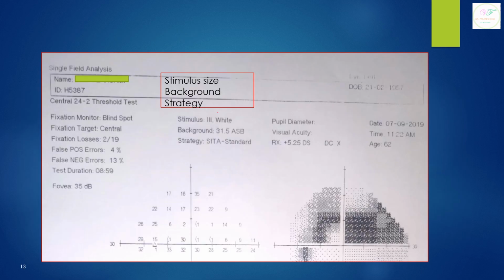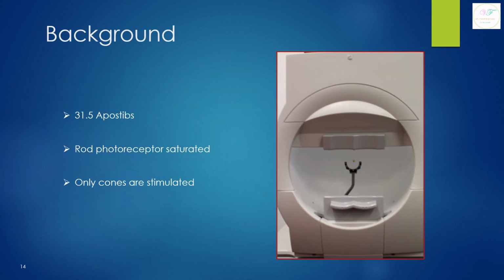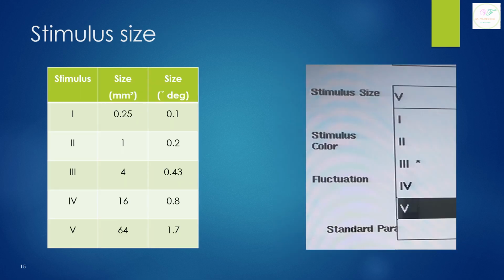Next, you have to look at the stimulus size, background, and strategy used. So stimulus size here is 3, and it's a white stimulus, and background illumination is 31.5 apostilbs, and the strategy used is SITA standard. Background is the illumination of the dome where the patient is performing the test, and it is usually kept at 31.5 apostilbs, and it is the illuminance at which rod photoreceptors are saturated and only cones are stimulated.